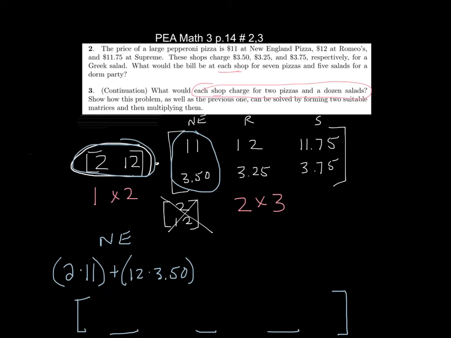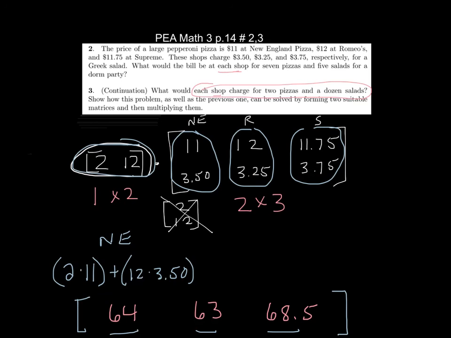So, if you were to finish out the thing you already have, it'd be 22 plus whatever 12 times 3.50 would be, and then just add them together? Yes. Give me a calculator. So did anybody do that? Get the answer? Morgan, what'd you get? 64, 63, and 68.5. Okay, so you're going to do this for each row times column here, and you'll get those 3 entries, and that's your answer.